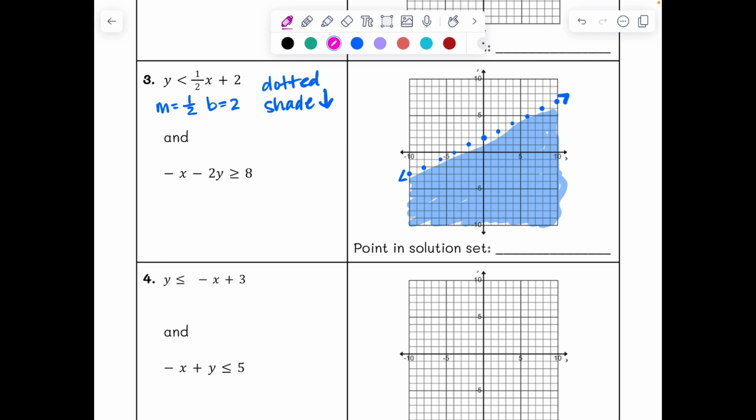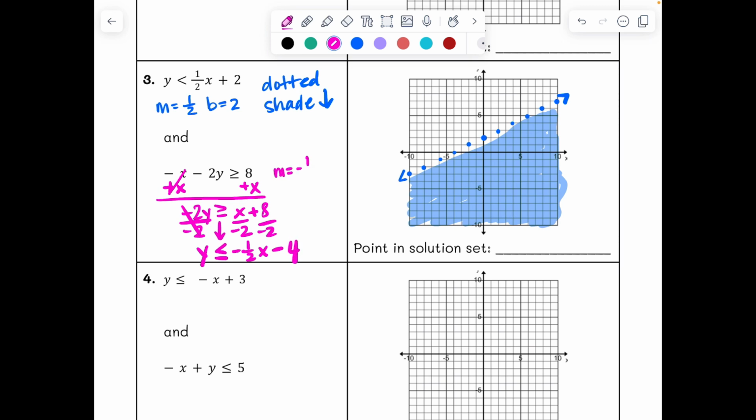And now we have negative x minus 2y is greater than or equal to 8. So we need to convert this to slope-intercept form. Add x. Divide by negative 2. When we divide by a negative number, remember you have to flip the sign the other direction. So y is less than or equal to negative 1/2 x minus 4.